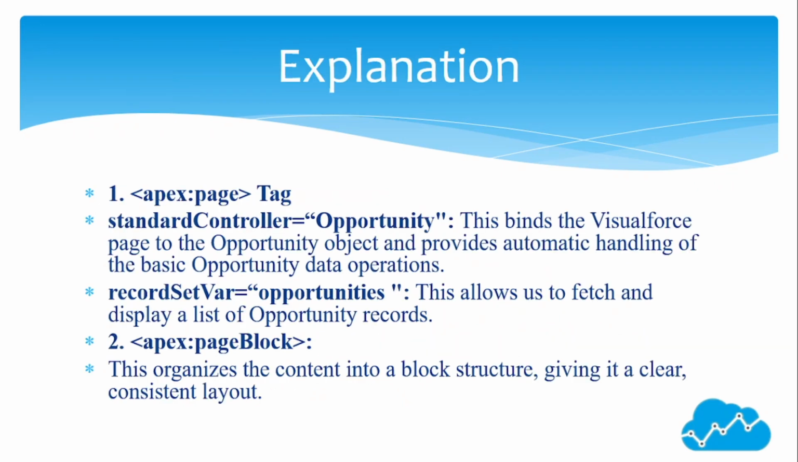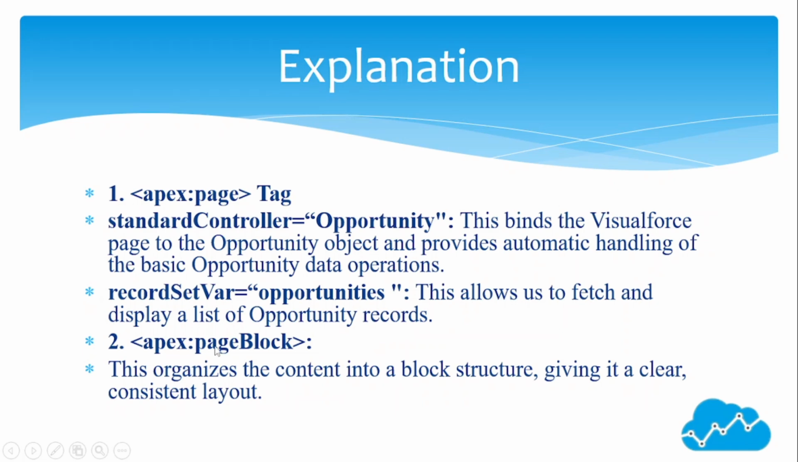So, the explanation of the particular code. First, in the apex:page tag, we are using standardController equals Opportunity. This binds the Visualforce page to the Opportunity object and provides automatic handling of the basic opportunity data operations. Next, we are using recordSetVar equals opportunities. This allows us to fetch and display a list of opportunity records.